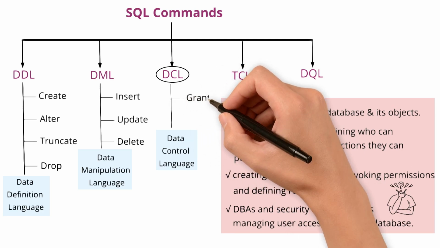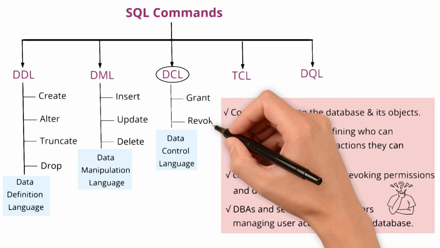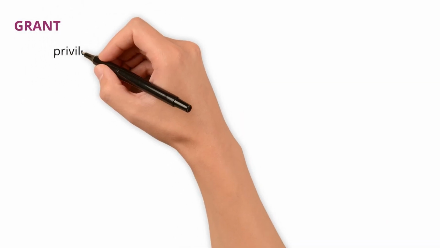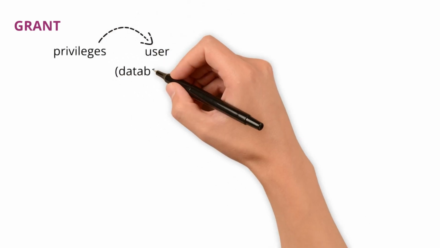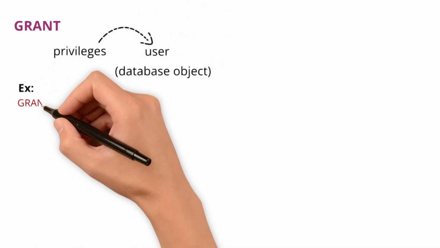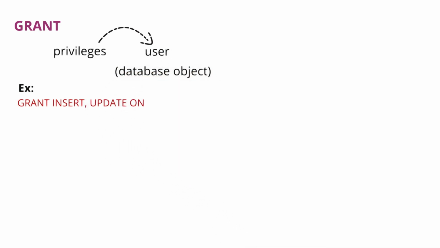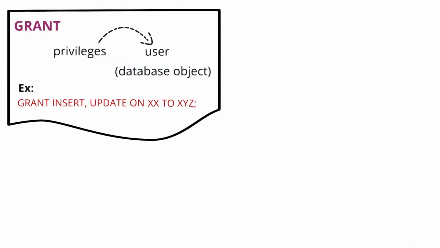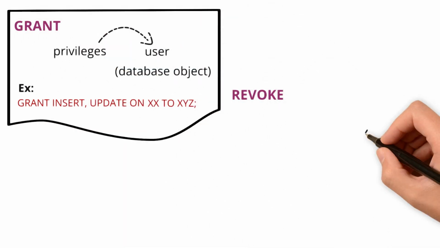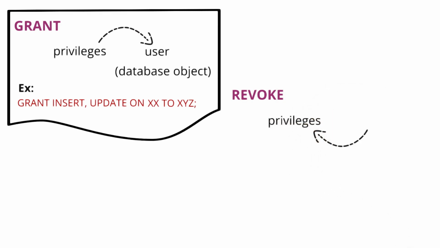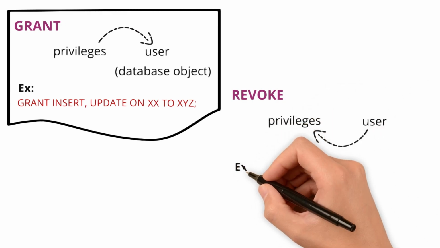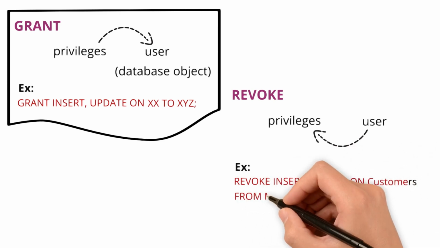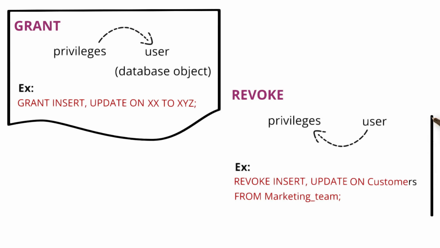DCL commands are grant and revoke. As it sounds, grant gives specific privileges to a user on a database object. Say, for instance, grant insert, update on a particular table to the XYZ team. Next one, revoke. It revokes previously granted privileges from a user. Say, for example, revoke insert, update on the customers table from the marketing team.